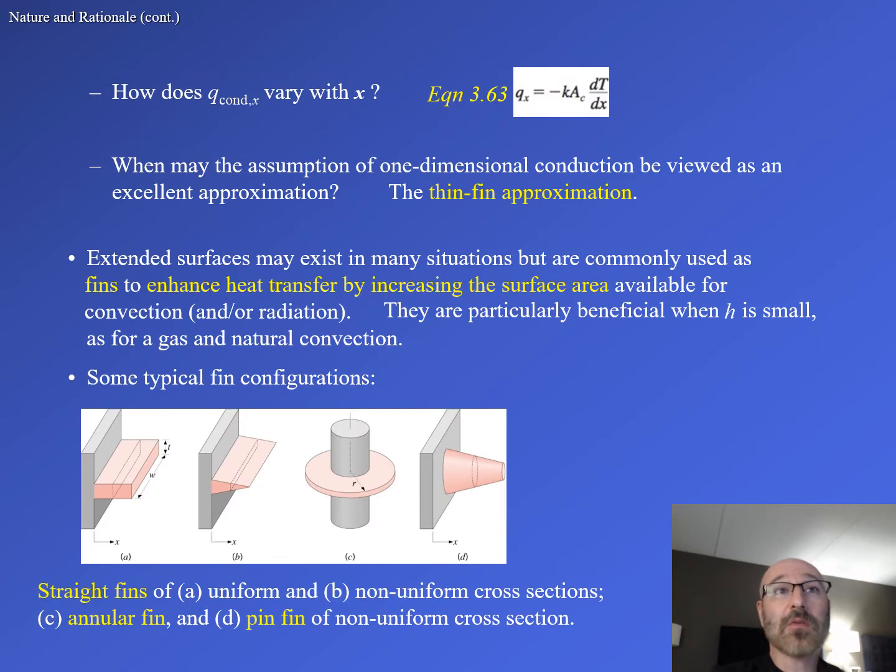As we continue on to our nature and rationale section, one thing we want to ask ourselves is how our conduction heat transfer rate varies with x. We can take a look at our governing equation 3.36 in our textbook, and we get the following relationship: q_x is equal to negative thermal conductivity k, times A_c, times dT/dx, our change in temperature with respect to the distance x. As our temperature changes with respect to x, this is going to change our q_x as well.